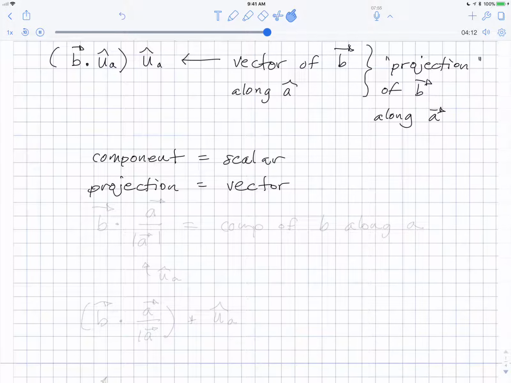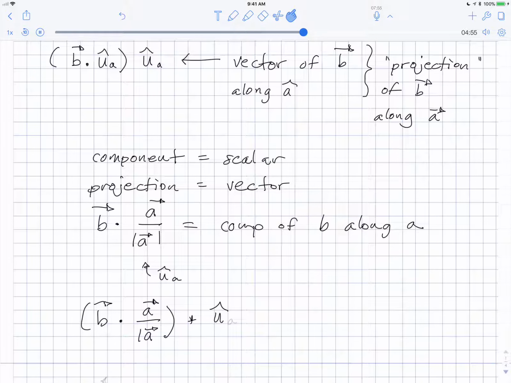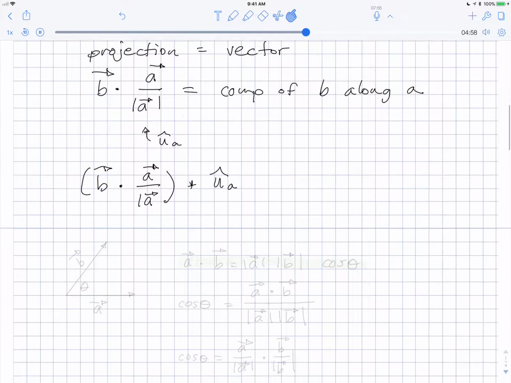So if I want the component of B along A, I just do B dot A over the length of A to change it into a unit vector. That will be the component of B along A. Then just remember, if you want to turn it into the vector, this right here is the unit vector of A. So take that answer, which is a scalar, and just multiply it by the unit vector. Okay, that's it.